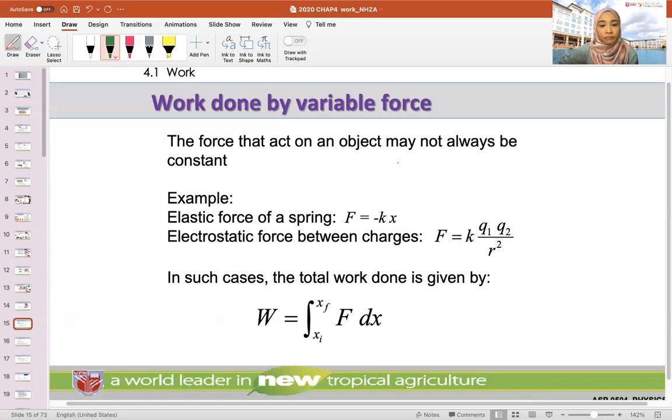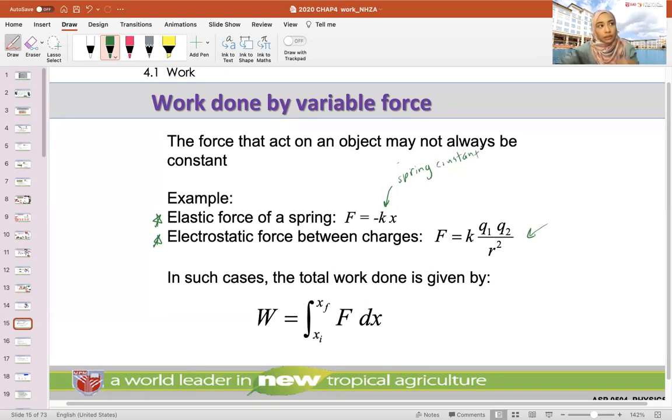For example, things that we cannot say are constant are the elastic force of a spring and also the electrostatic force between charges. I'm not going to cover this one, we will learn it next semester. So we will cover the elastic force of a spring. The equation of elastic force of a spring is given as F equals minus Kx, where K is the spring constant. So it depends on what kind of spring you have.